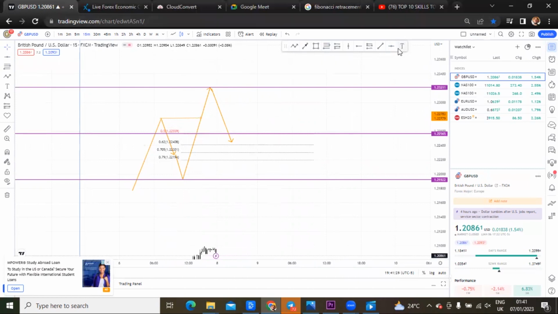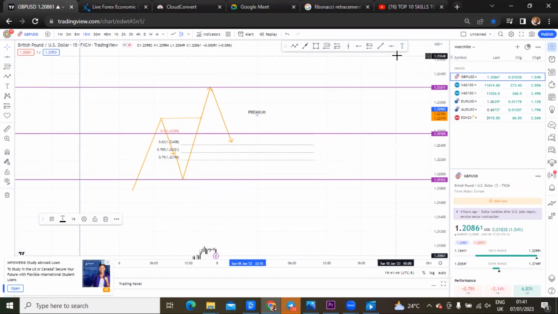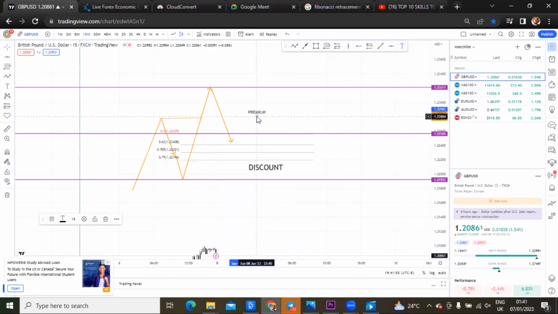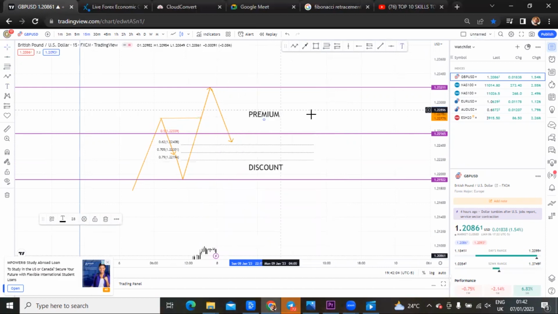So they believe, or it's not they believe, this is what they do every single day. This is called a premium, and below is called the discount. All right, so premium, discount. What do they mean by premium? What do they mean by discount?